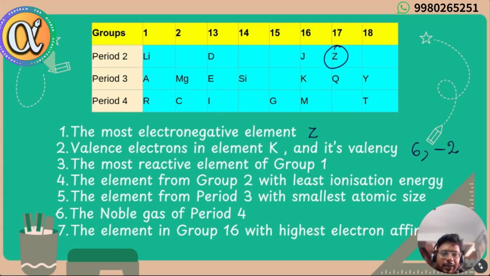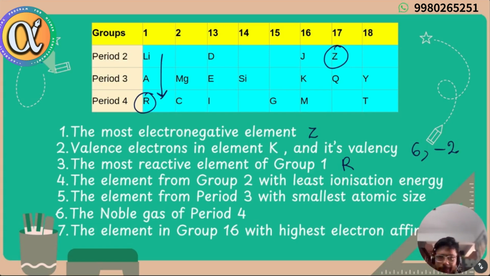The most reactive element of group 1. R is the most reactive. I did not discuss much about reactivity, but as far as group 1 goes, as you go down, it's easier to lose the electron, so the reactivity increases. Okay, so that's R.